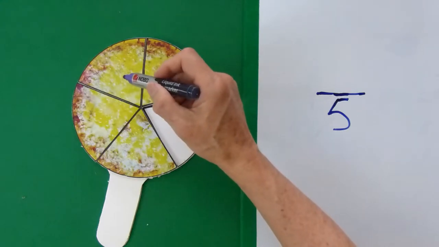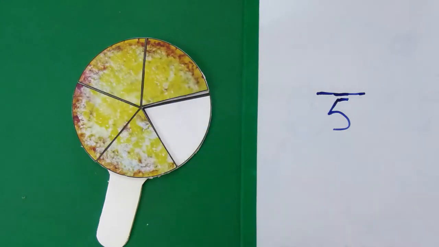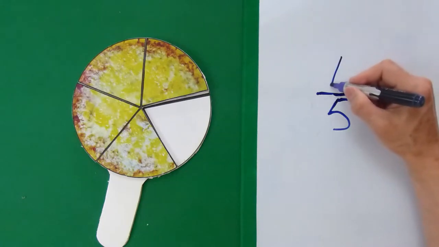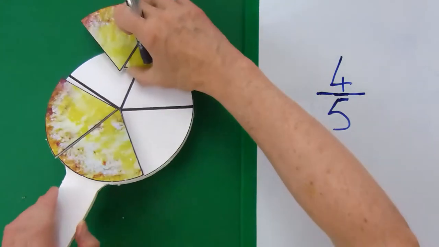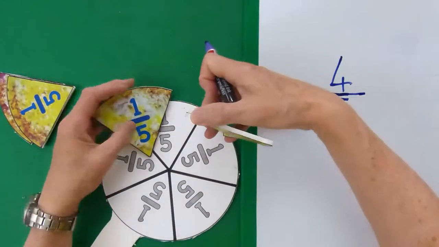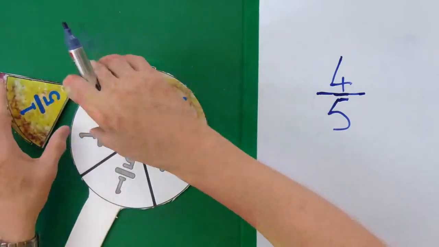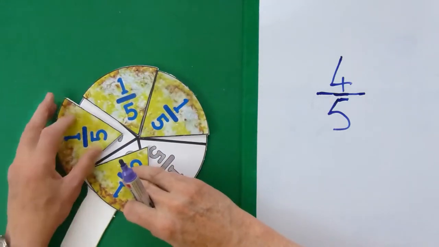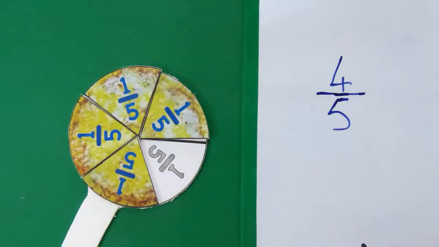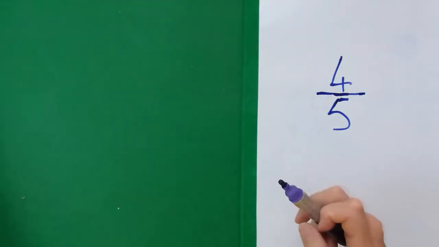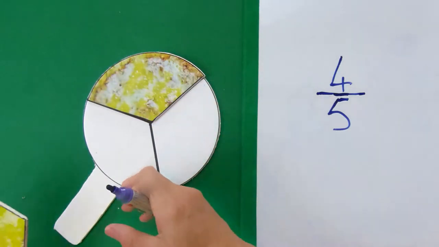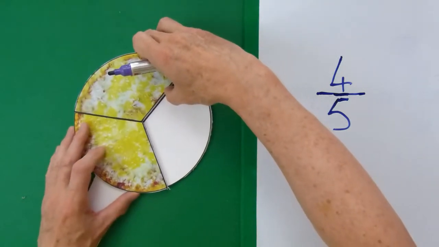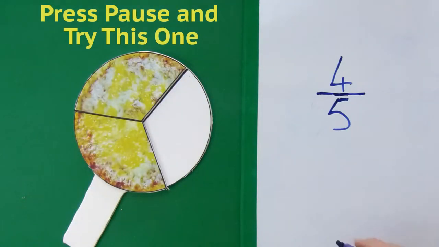And the number of pieces we've got is 1, 2, 3, 4. We've got 4 pieces. So we've got 4 out of 5. So it's 4/5. If we look at the other side, in the fifths, we've got 4/5 out of 5/5. Now here's one for you to have a look at yourselves. As usual, press pause and try this one.